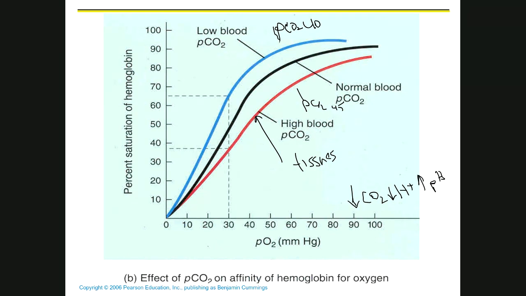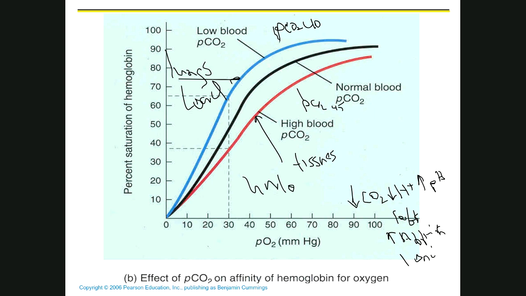And we know that if we do any of this, the curve is going to shift to the left. And if it shifts to the left, what happens to affinity? Affinity goes up. And if affinity goes up, what does it make it do? Easier to load or unload? Load. So look, here's the lungs right here. So just because there's less carbon dioxide in the lungs, it's easier to load. And because there's more carbon dioxide in the tissues, it's easier to unload. Does it make sense?